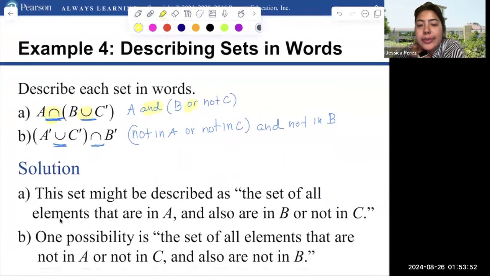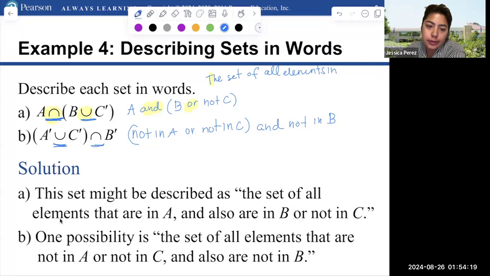Again, there could be different wording. The set of all elements that are in A and are also in B or not in C. And the other possibility is the set of all elements. That's key. So the set of all elements, let's add that, the set of all elements in A and B or not C. Okay.